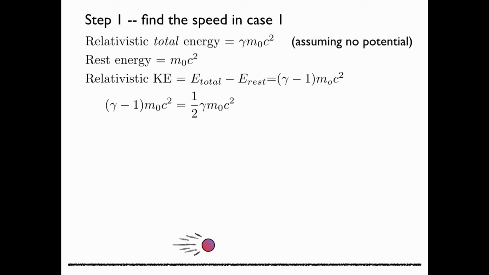So in case 1, we had the kinetic energy, which is on the left side, equal to 1/2 of the total energy, which is on the right side. We can cancel out the m naught c squareds from both sides, giving us this relationship. Using this, we can solve for gamma, and gamma is just 2, because 2 minus 1 is equal to 1/2 of 2, which is 1.